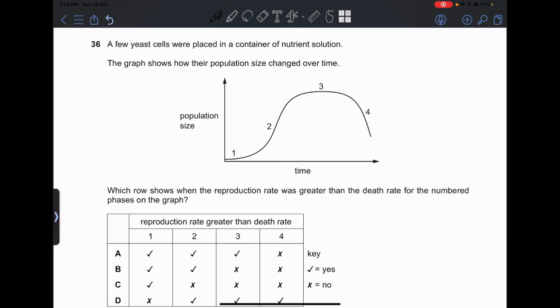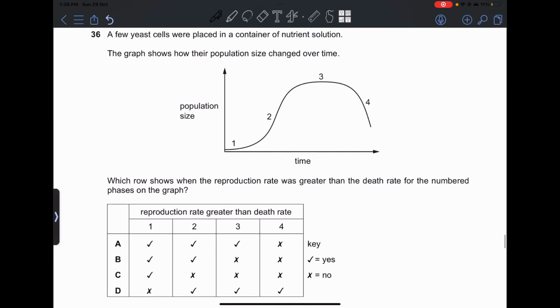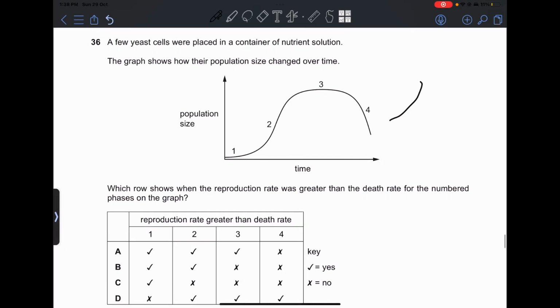36. A few yeast cells were placed in a container of nutrient solution. The graph shows how their population size changed over time. Which row shows when the reproduction rate was greater than the death rate for the numbered phases on the graph? How do we know from the drawing if the reproduction rate is greater than the death rate? The graph will go upwards like this. And if the reproduction rate is equal to the death rate, then it will be a straight line.